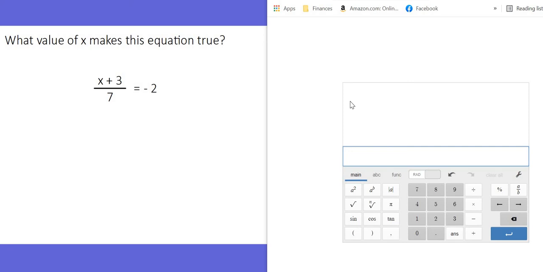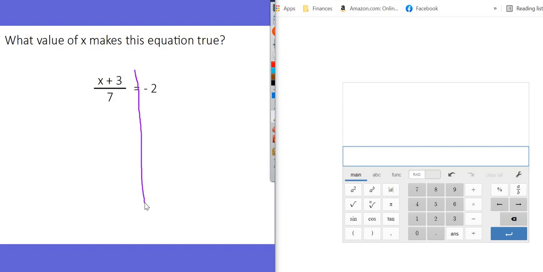All right, so I'm going to go through 4 different equations that you're going to need to understand for the test that you're taking on Friday. So let's start by drawing a line. That's what we always do. Now we're going to read it. It says x plus 3 all divided by 7 equals -2.